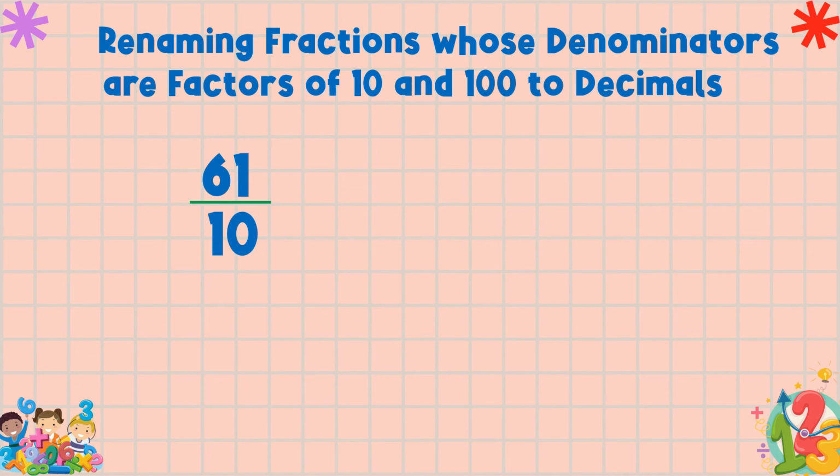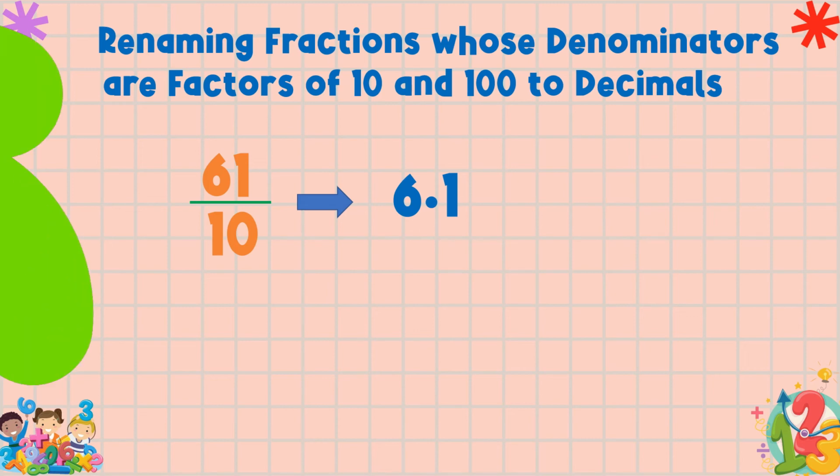Another example, 61/10. Look at this example. Our denominator is 10. This means that we only have one digit in the decimal number place. But our numerator is 61 and there are 2 digits. So we're going to put the decimal point in between 6 and 1. So this is the answer, 6.1. We only have one digit on the right side of the decimal point.